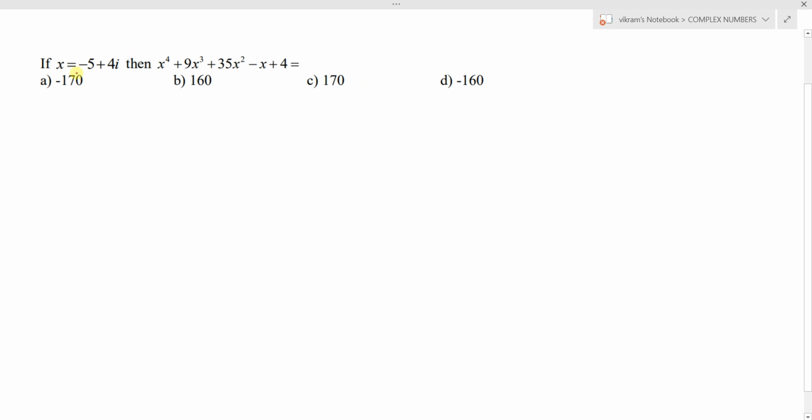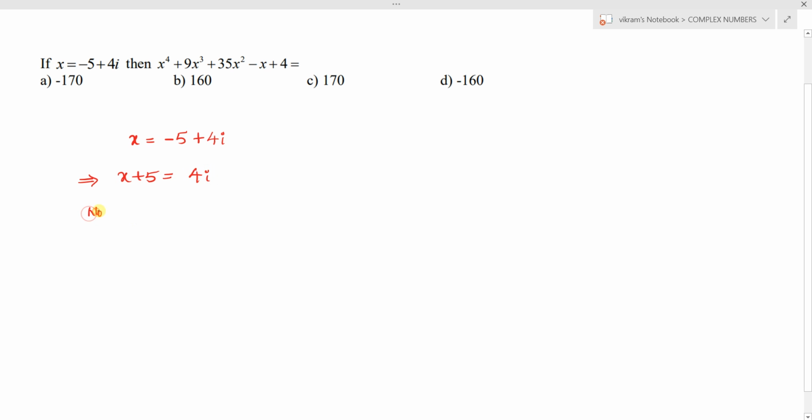If x is equal to minus 5 plus 4i, then x power 4 plus 9x cube plus 35x square minus x plus 4 is equal to the value of the given polynomial. So it is given that x is equal to minus 5 plus 4i, and we can write this as x plus 5 equals 4i.